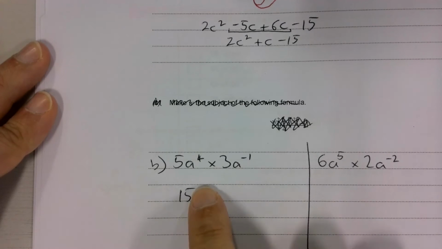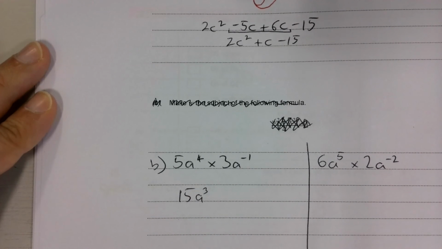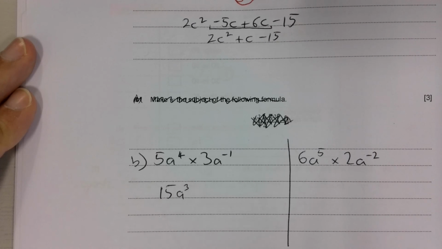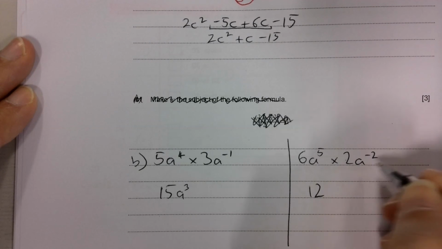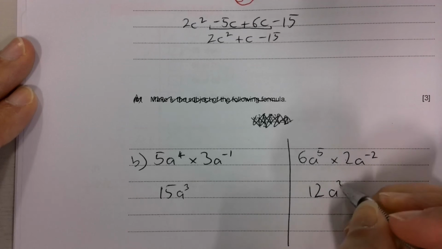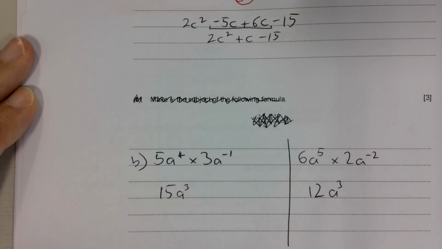Right, so using that, can you have a go at this one? What you should have been doing there was 6 times 2 to give you 12. A to the 5 times a to the minus 2 will give you a to the 3. And that's it.